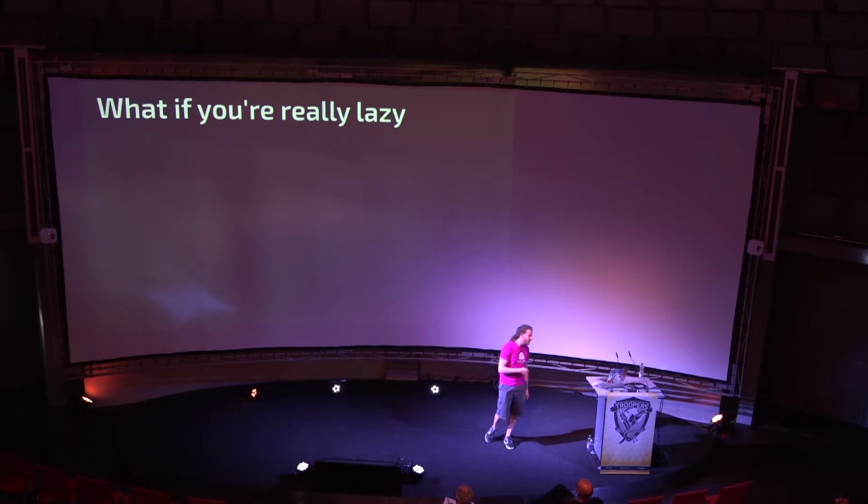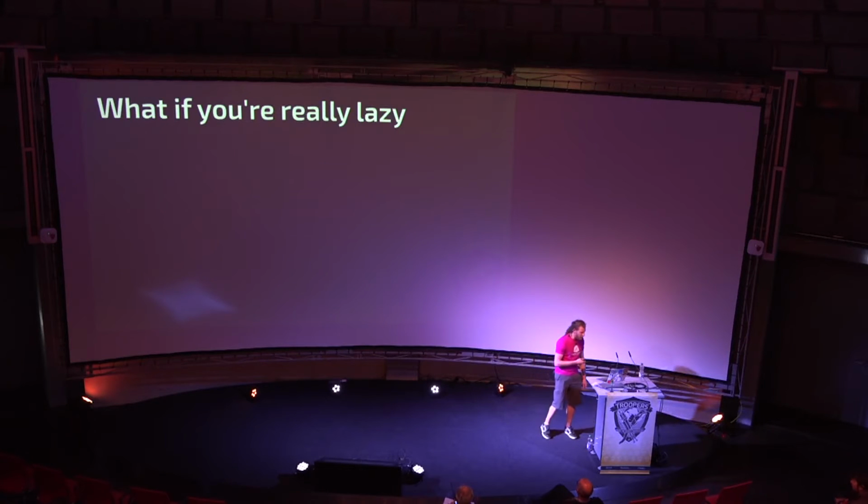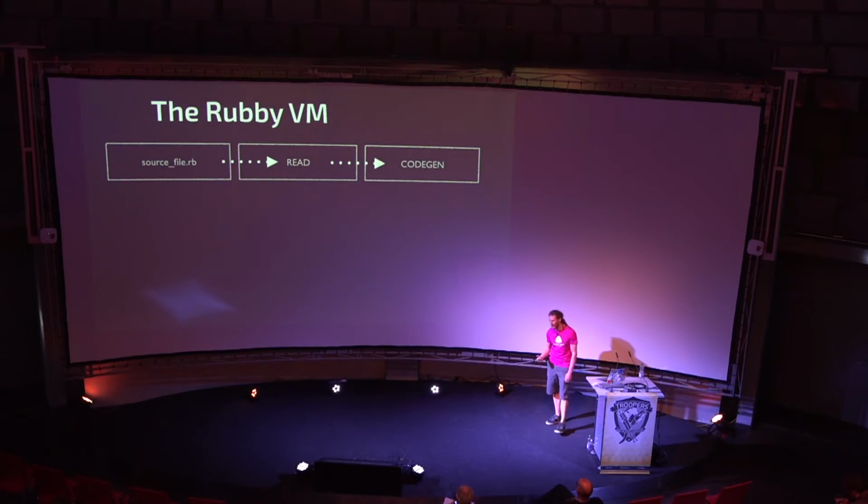So if you're really, really lazy and you're interested in reverse engineering something, what do you do? Well, this is basically the operation of Ruby's VM. You have a source file, which gets read in. It passes through Ruby's internal compiler, which then does code gen, right? And so essentially, it's taking source code and translating it into bytecode.